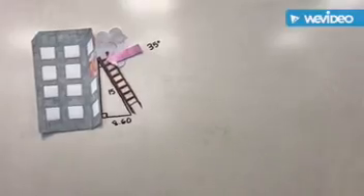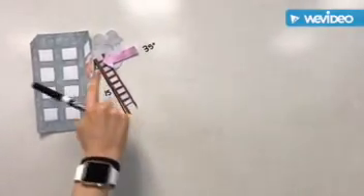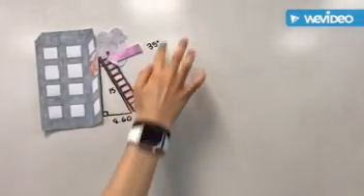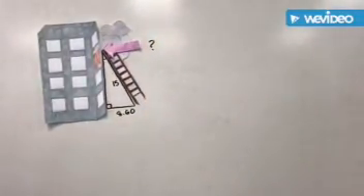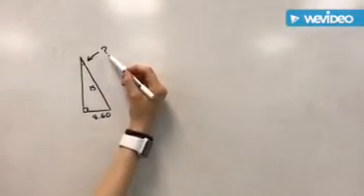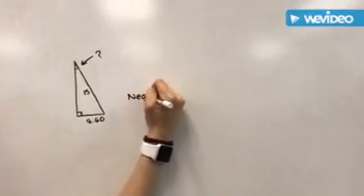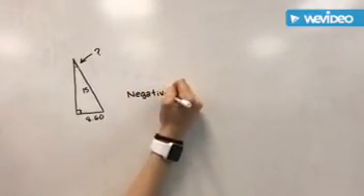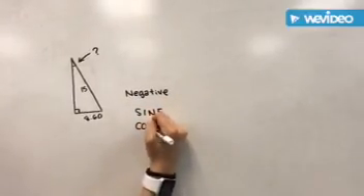Good job on learning how to find missing sides in a triangle. But let's say you didn't know this angle. What would you do? When trying to find a missing side length, we use sine, cosine, and tangent. However, when finding a missing angle, we'll use negative sine, cosine, and tangent.